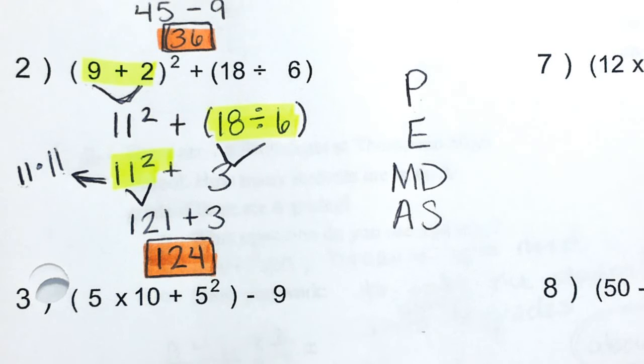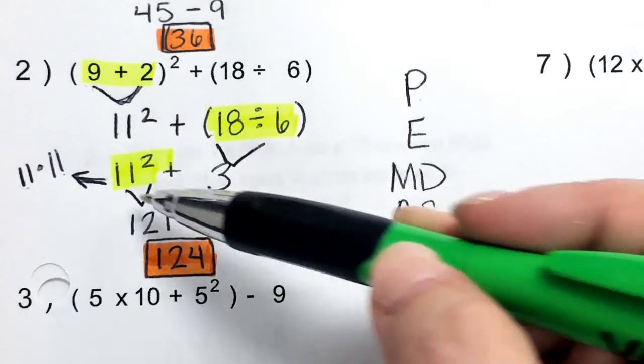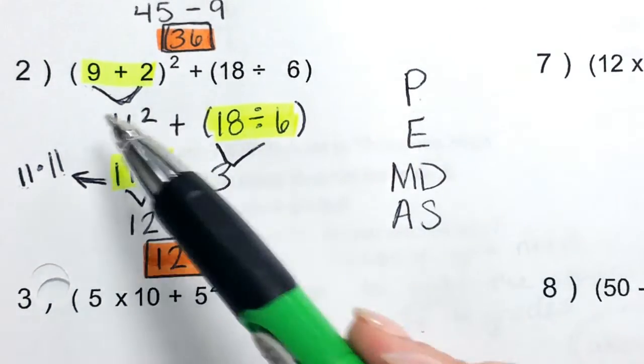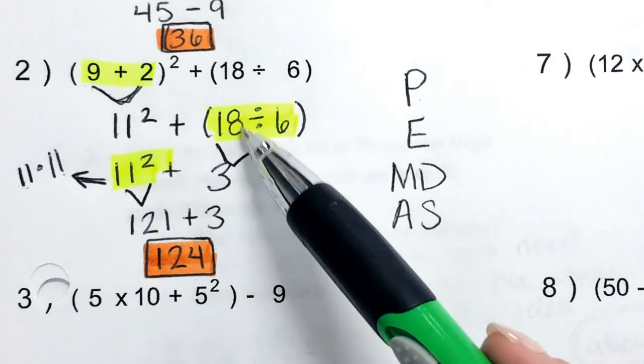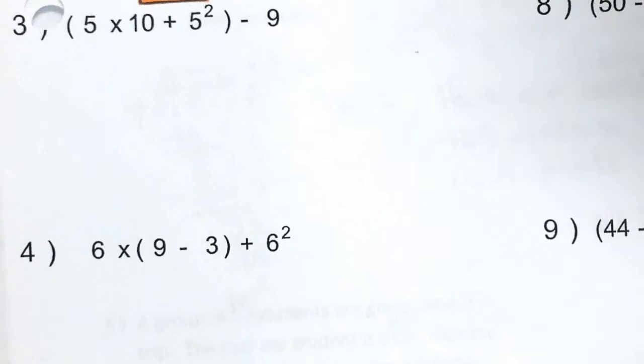Questions about number 2? All right. Do you see how I'm putting these little marks to show what step I'm doing on each one of them? If you don't have a highlighter, that is absolutely fine. Just put those little marks showing me what you're working on. All right. Number 3.